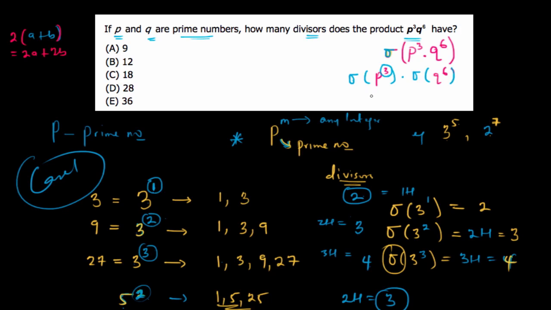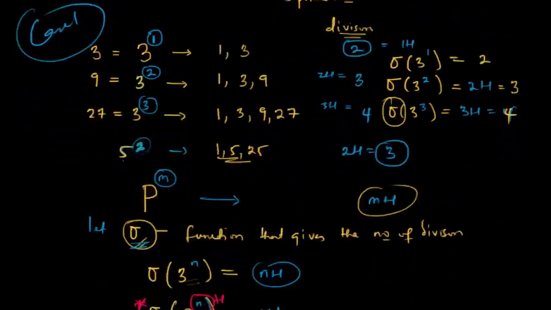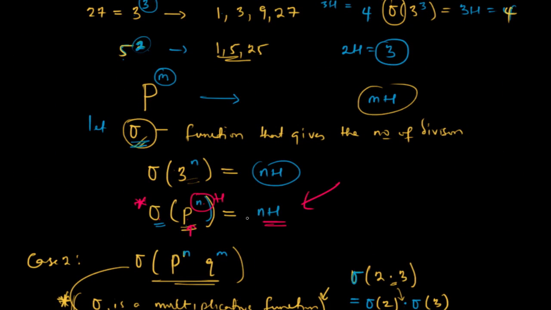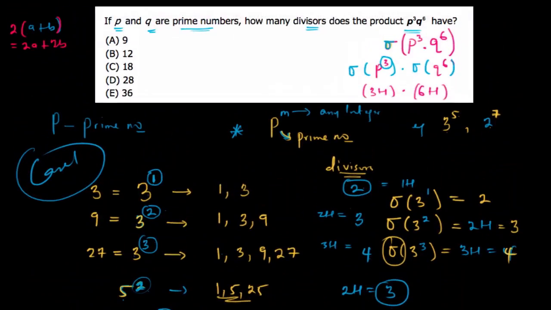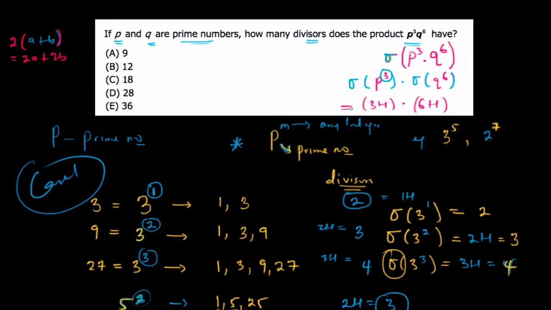So this is going to be 3 plus 1 times sigma of q to the power 6, which we said is 6 plus 1. The formula I'm using is the one we obtained here: sigma of p to the power n is n plus 1. So 3 plus 1 gives you 4, times 6 plus 1 which gives you 7. And then 4 times 7 is 28. So our answer is 28. This is the solution.